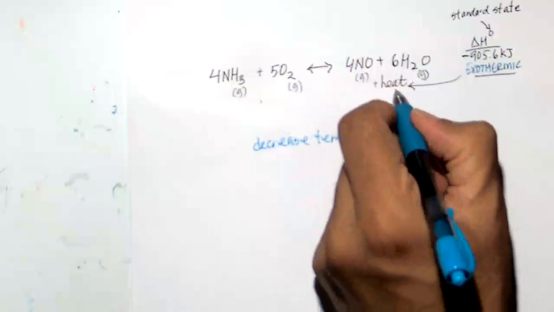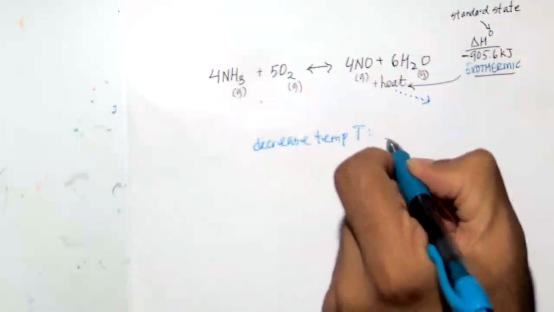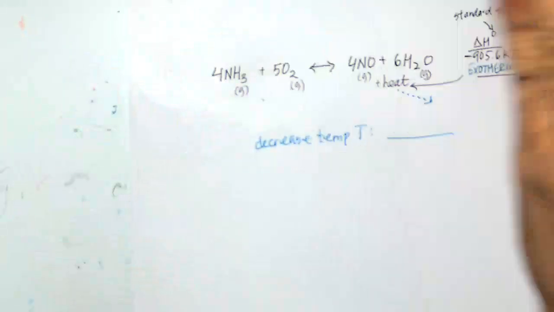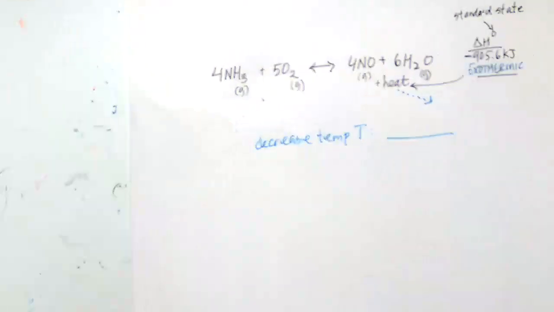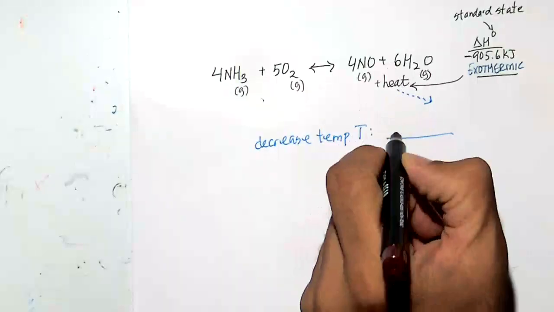Decreasing the temperature means you are removing heat. So which way will the reaction go? Will it go to the side which has more heat, or the side that has less heat? You're removing it by decreasing the temperature. More heat. So we would expect this to go to the right.